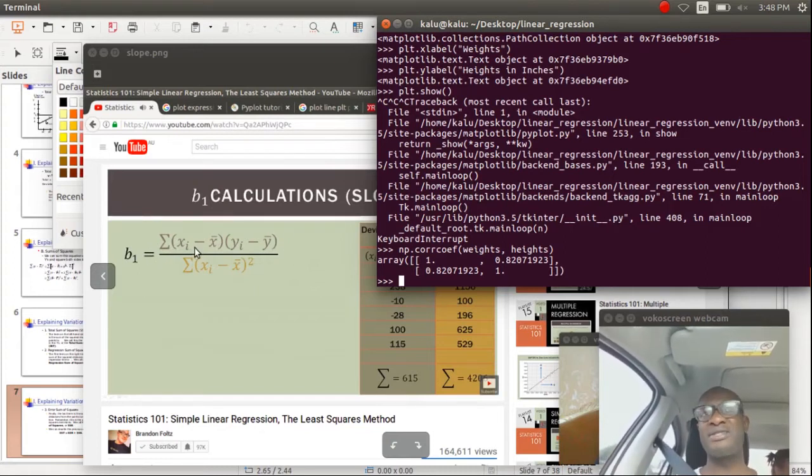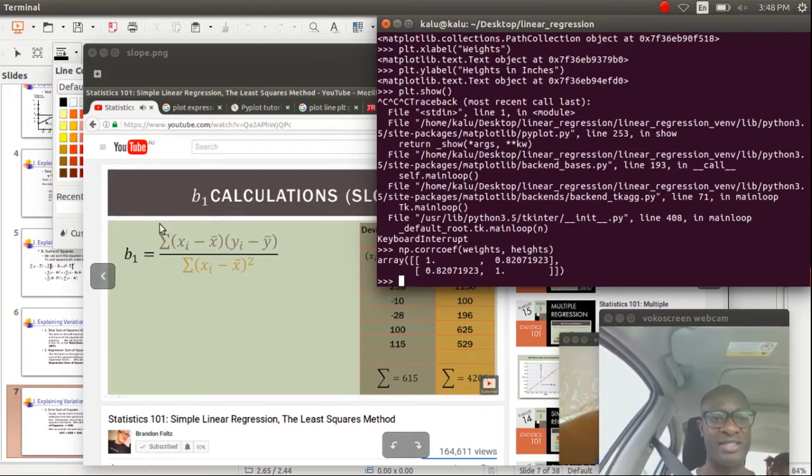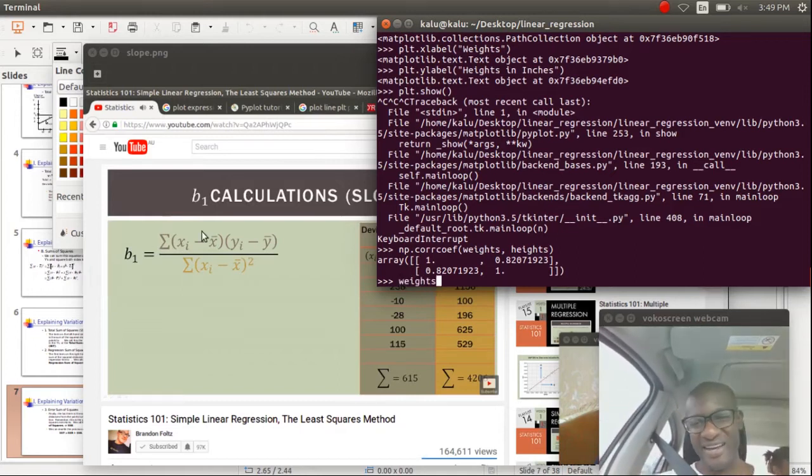We can call this the sum of, so this right here is the deviation of each weight and the deviation of each height. By deviation I just mean how much each weight deviates from the average and how much each height deviates from the average. So to do this, we're going to get the deviation of the weights and the deviation of the heights, and we're going to multiply those two things together and then sum it all up. That's all this top part means. So enough talking, let's go ahead and do it.